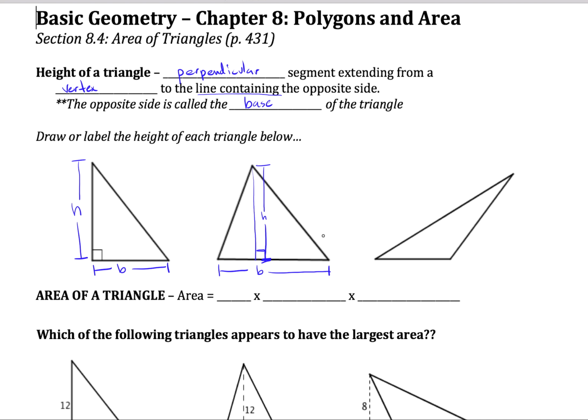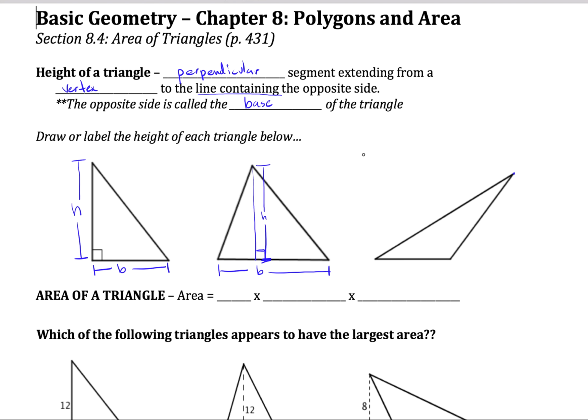Now things do get a little bit more tricky when you're looking at an obtuse triangle and how we might measure the height of this obtuse triangle right here. And as it says, it's the perpendicular segment that extends from a vertex to the line containing the opposite side. So if I go to this vertex right here, I can't just go to this opposite side with a segment that's perpendicular to it. Any segment that I draw from this vertex down to this side is not going to be a right angle. It's going to be impossible to draw a segment that's perpendicular to this from this vertex.